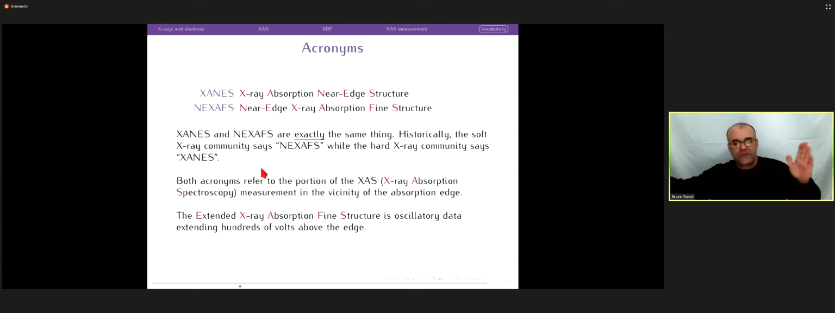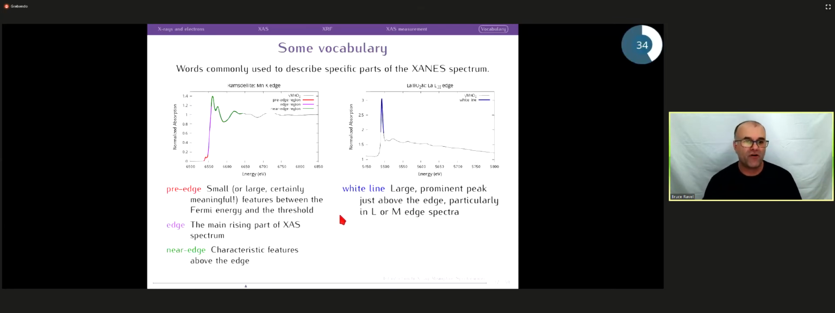The rest of the spectrum, in the case of the manganese, I showed you all those oscillations and then we did the Fourier transform and talked about the meanings of those peaks. That's often called the exaths, or extended X-ray absorption fine structure. Zanes and exaths together are called X-ray absorption spectroscopy. So that's a quick walk through all of the many acronyms that we have. A bit more vocabulary that you'll hear me saying throughout the rest of my talk.